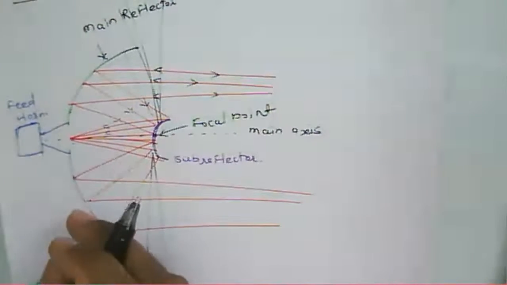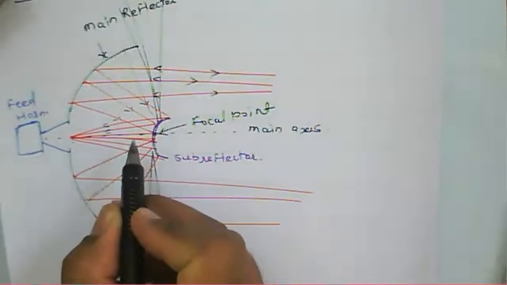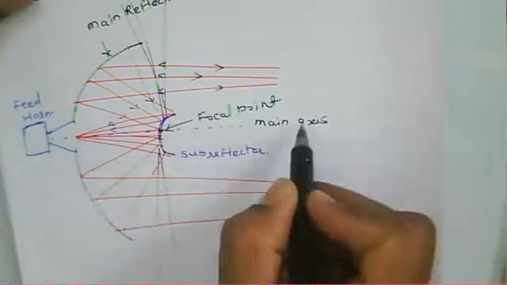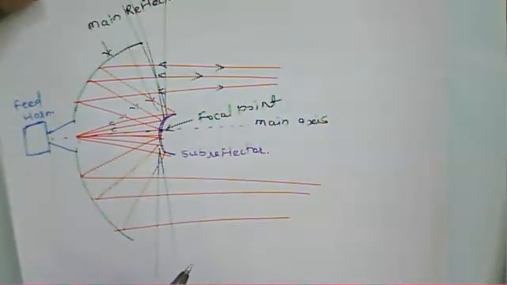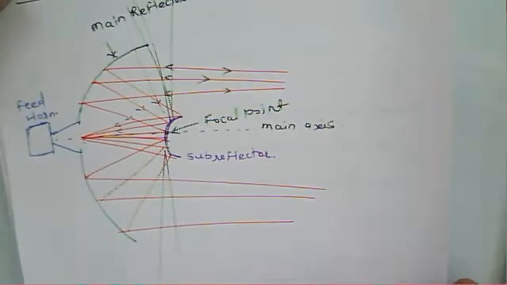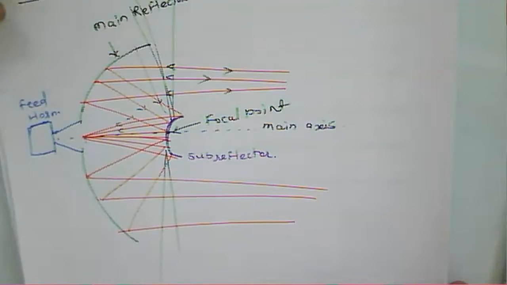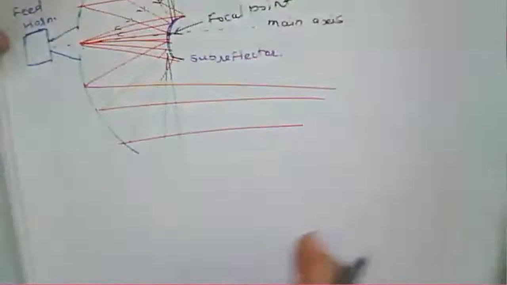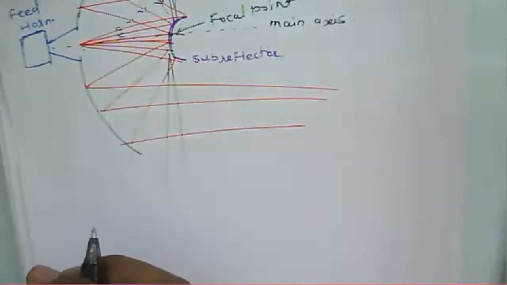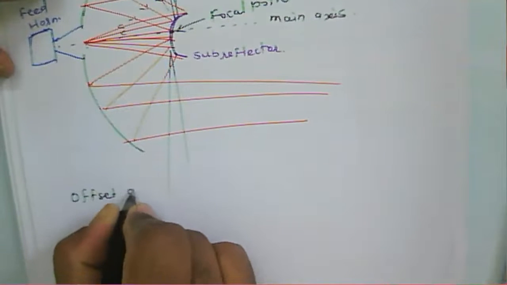Now here, if you see, in both the cases the antenna is present on the main axis of the parabolic reflector. So another type of antenna that we can say is the offset antenna. In the case of an offset antenna, this is the axis, and the antenna is not present on that axis. So another antenna is the offset antenna.